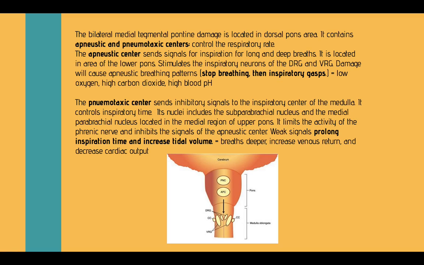And the pneumotaxic center sends inhibitory signals to the inspiratory center of the medulla, so it controls the inspiratory time, which means that it has the subparabrachial nucleus and the parabrachial nucleus located in the upper pons area, and it limits the activity of the phrenic nerve and the inhibition of the signal of the apneustic center. So this will make a prolonged inspiration time if the signal is weak. It causes breaths to be deeper and increases venous return and decreases cardiac output.